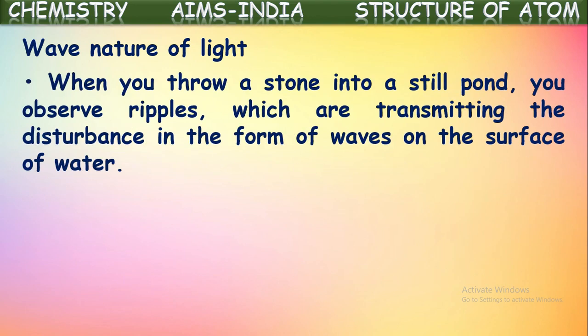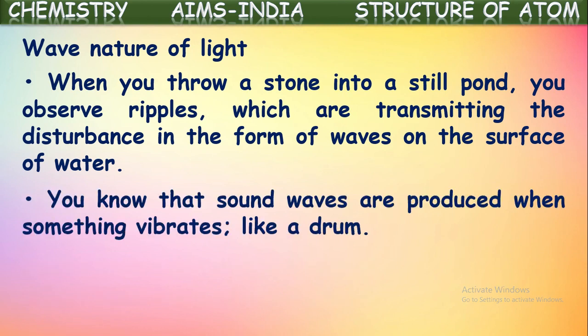Wave nature of light. When you throw a stone into a still pond, what do we observe? Have you ever done this? If you throw a stone into a still pond, you observe ripples which are transmitting the disturbance in the form of waves, isn't it? Yes, when you throw a stone into a still pond, we observe some ripples which are transmitting the disturbance in the form of waves on the surface of water, isn't it?